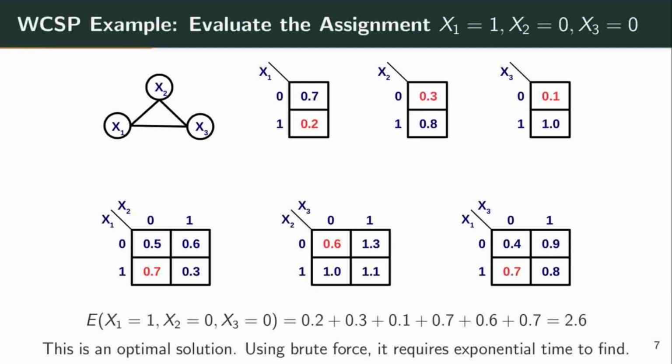So this is another example. In this example, we have the assignment of x1 equal to 1, x2 equal to 0, and x3 equal to 0. In this case, the total weight is 2.6, and this is the optimal solution that we found by brute force. However, note that using brute force requires exponential time to find this optimal solution.